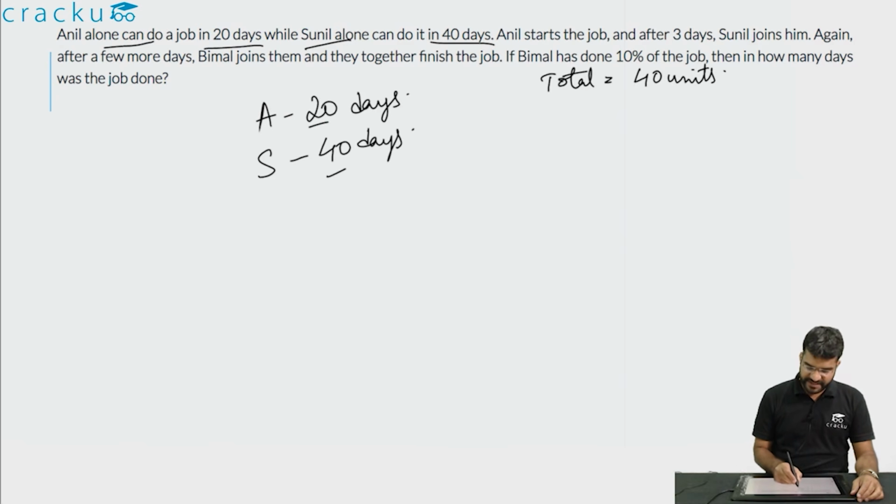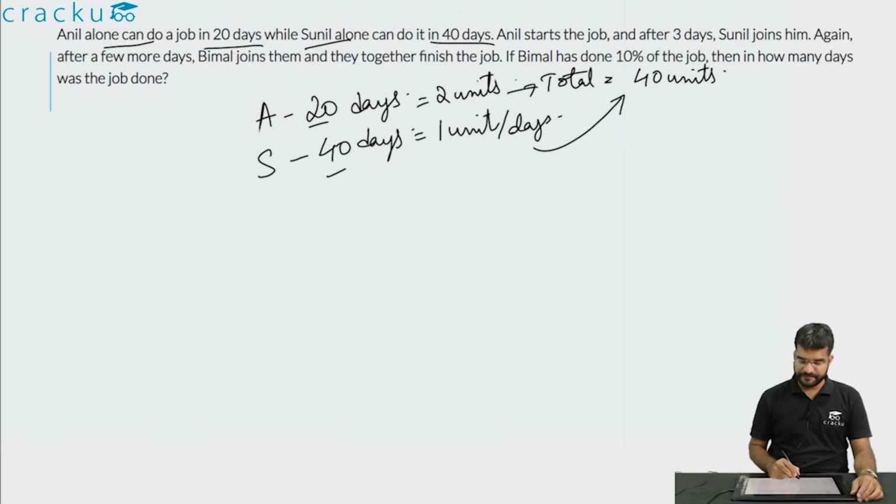So this would imply that every day Anil would do 40 by 2, that is 2 units of work. So in 20 days he will do 40 units of work. Similarly, Sunil will do 1 unit of work every day. So in 40 days he would complete the work by completing 40 units. Then it is given that Anil starts the job and after 3 days Sunil joins him.